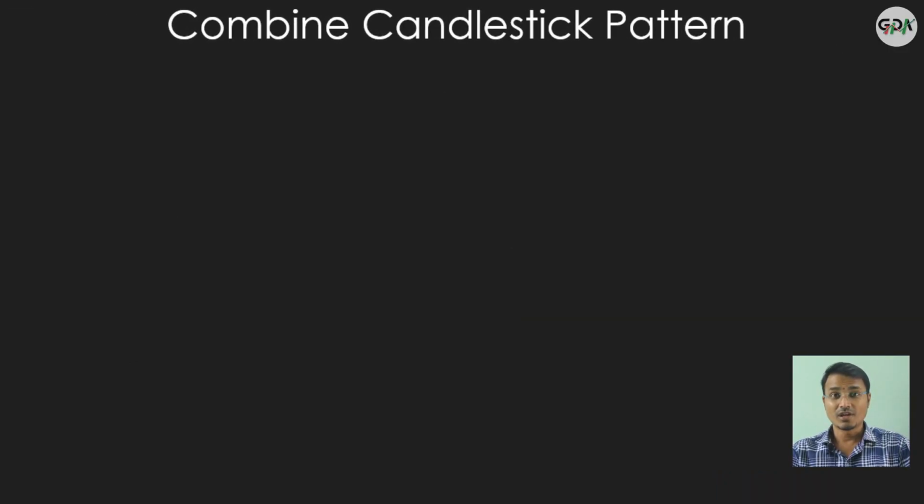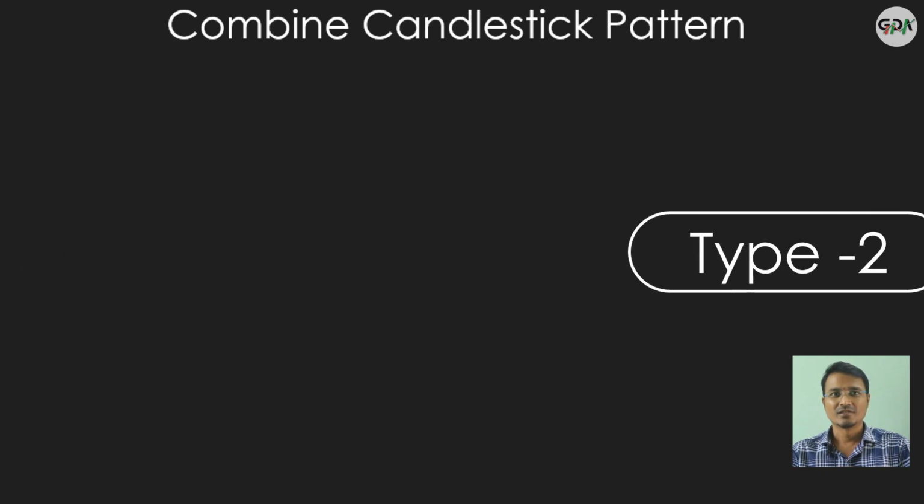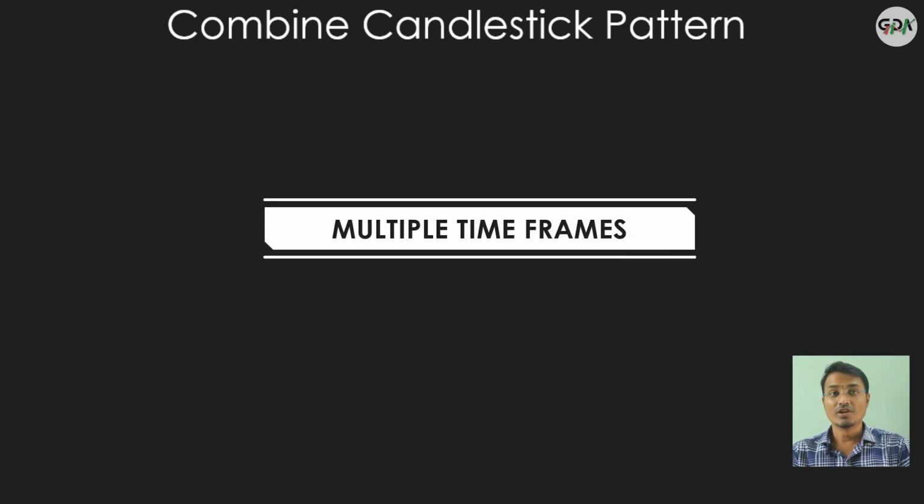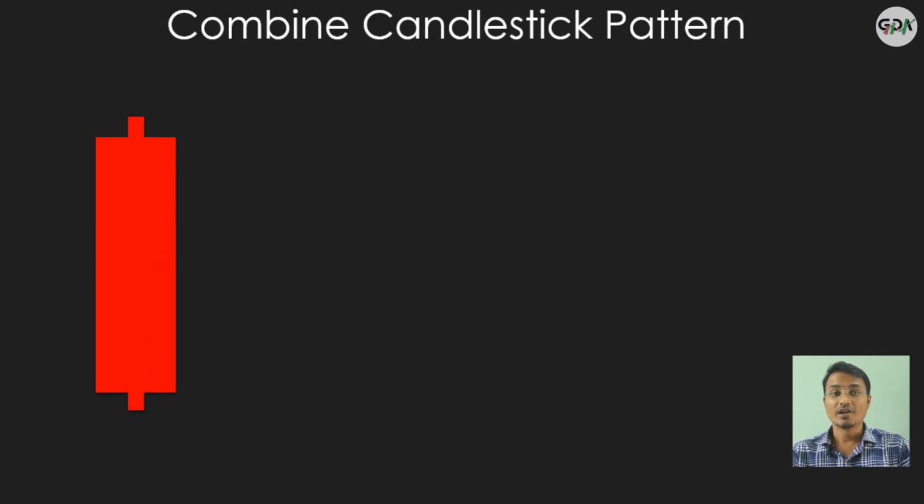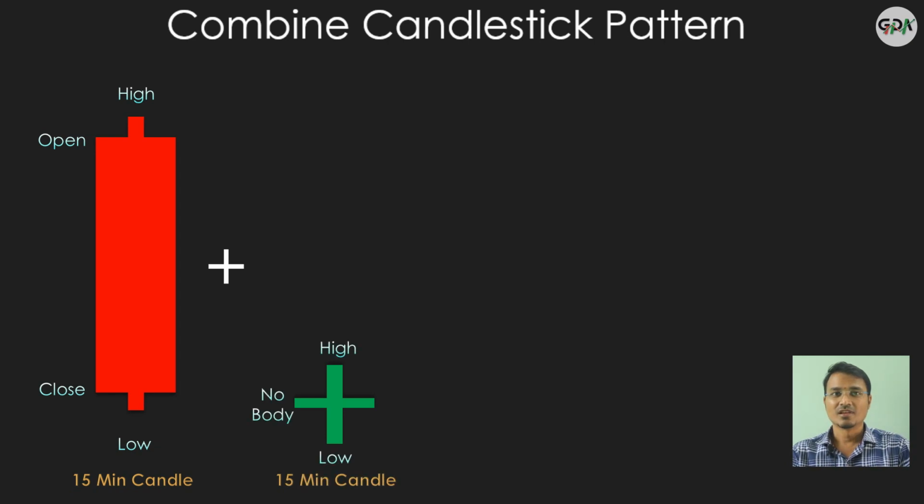Now we will discuss about type 2 Morningstar. For better understanding, we need to analyze the price chart in various time frames. For example, here we will take 3 15 minutes candles. First one is solid red candle. Second one is an indecision doji.